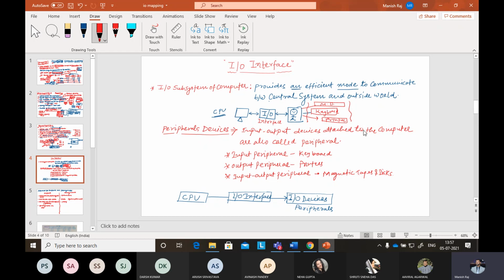So input output devices attached to the computer are also called peripherals. Okay, I think you already know this. There are three types of peripherals present in the computer system: input peripherals, output peripherals, and input output peripherals. Input peripherals means the keyboard, where you provide some data. Printers or monitors are the output peripherals. And the third is input output peripherals, so you can take magnetic tapes or magnetic discs, means you can say CD. You already know the CD thing.